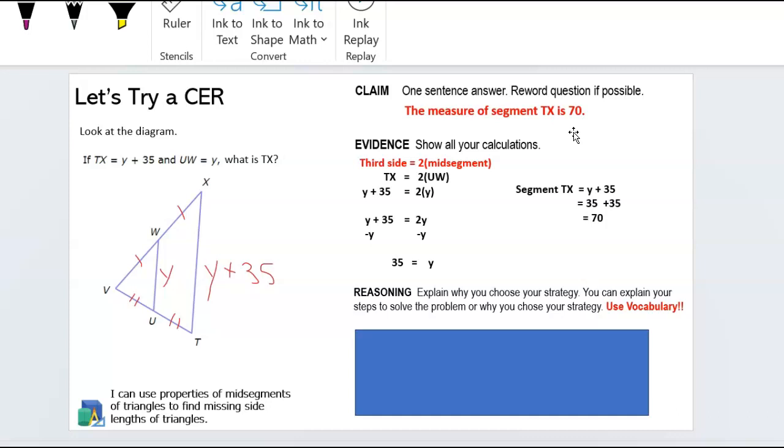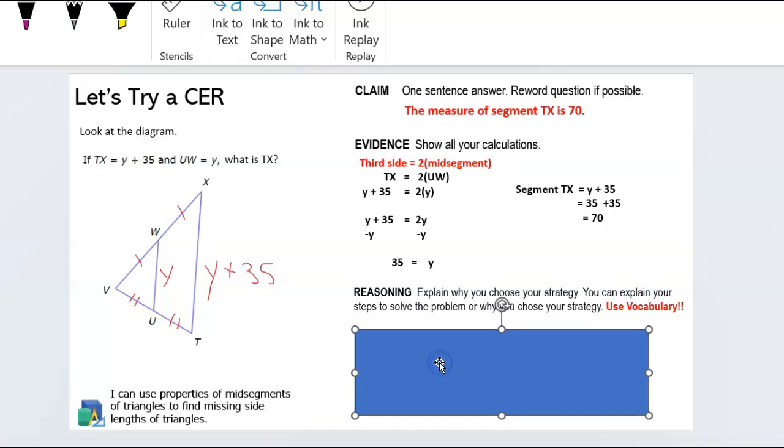And now we have one more part to go, and that's the reasoning. At the bottom here, the reasoning is to explain what you did. How did you know you have a midsegment? Why did you write that equation that you did? Why did you go back and then plug back in to solve for that side? Just anything that went through your head that helped you to solve this problem. However, there's also one more important piece here, and that is vocabulary. So we're talking about a midsegment here. It's important to mention what a midsegment is in your reasoning and how you know that you have a midsegment.